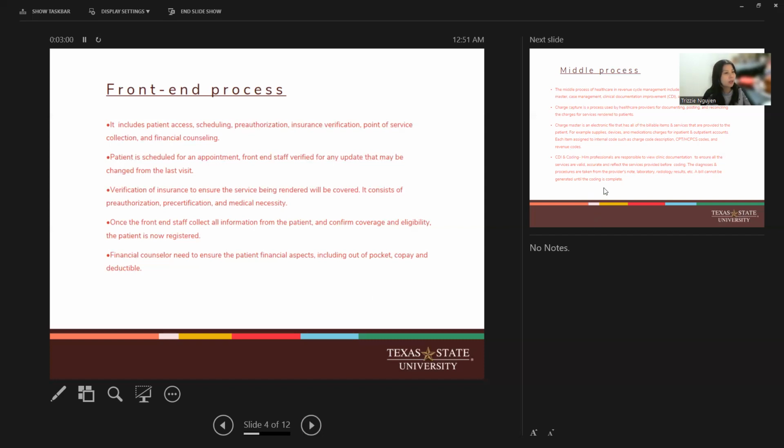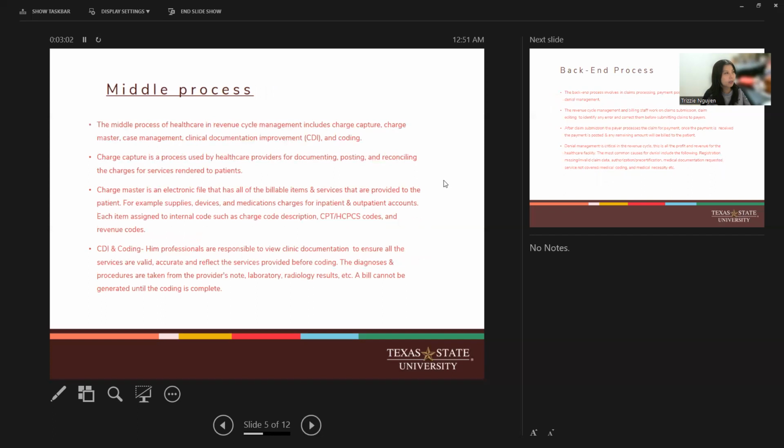We will move on to the middle process. The middle process of healthcare revenue cycle management includes the chart capture, charge master, case management, clinical documentation improvement or CDI, and coding. The chart capture is a process used by the healthcare provider for documenting, posting, and reconciling the charges for the services rendered to the patients.